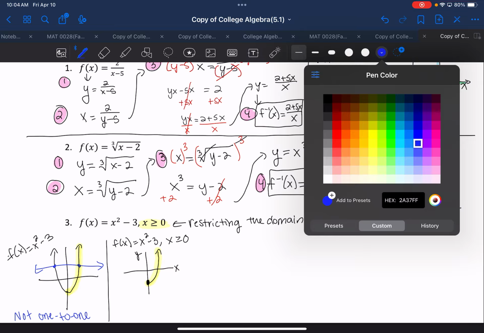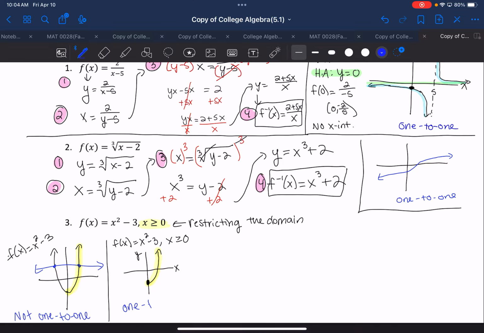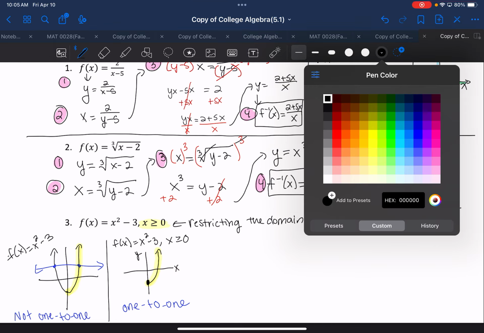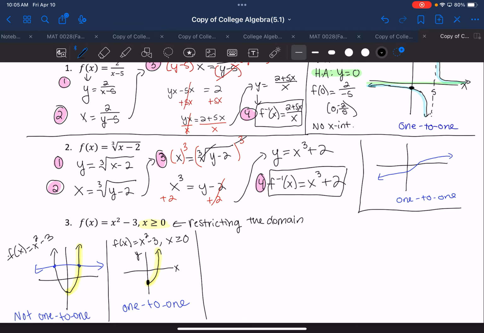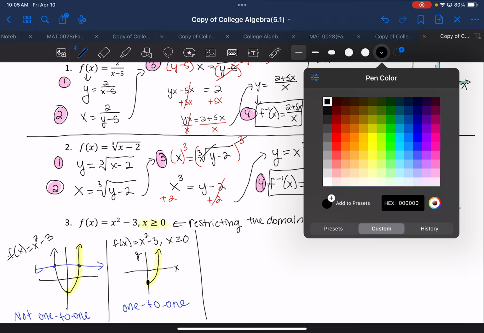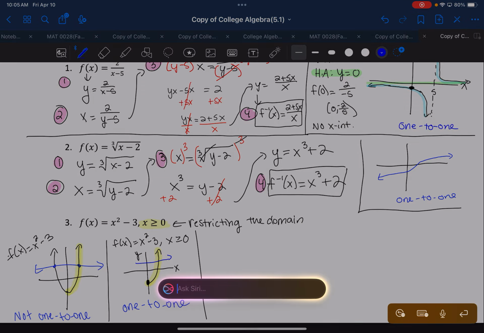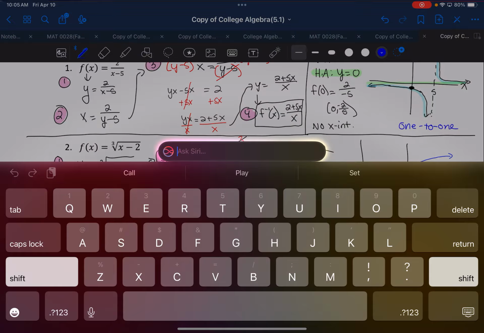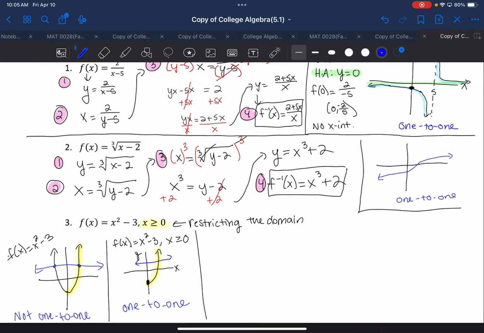So if they restrict my domain, now this graph is 1-to-1. Because I can draw a horizontal line through that graph anywhere and it'll only cross it once now. So sometimes they'll do that, and usually if they restrict the domain, then it'll be 1-to-1. That's why they're doing that.